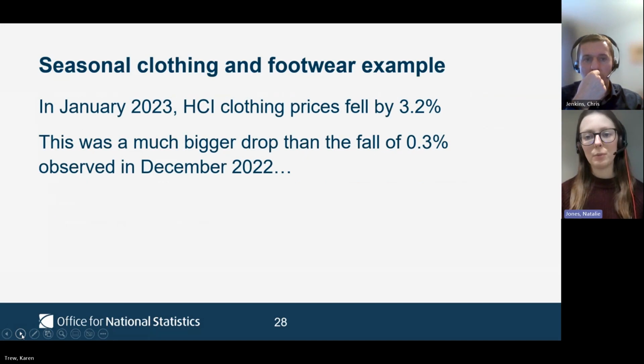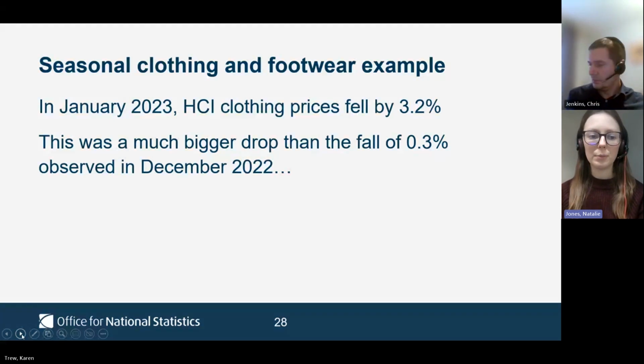This example will show you why the monthly rate isn't always helpful. So in January 2023, household cost indices for clothing prices fell by 3.2%. This was a much bigger drop than the fall of 0.3% observed in the month before, so in December 2022.